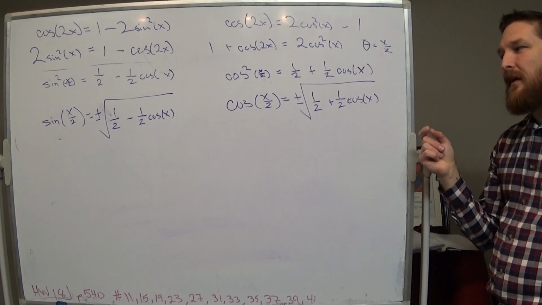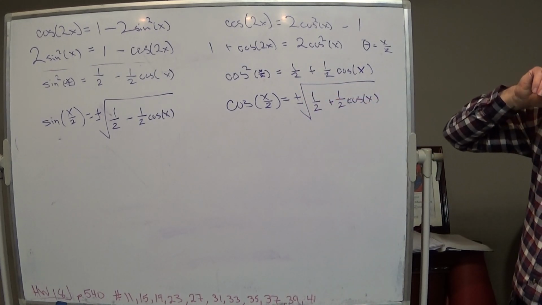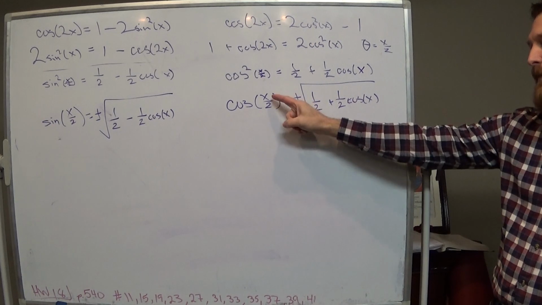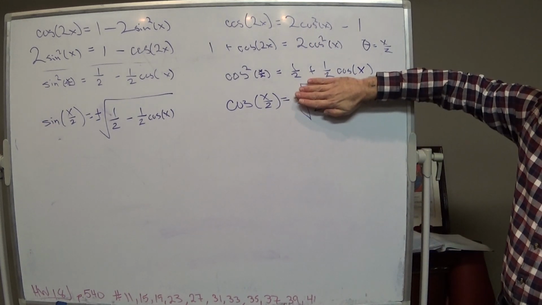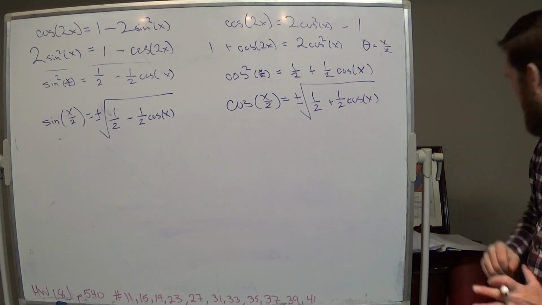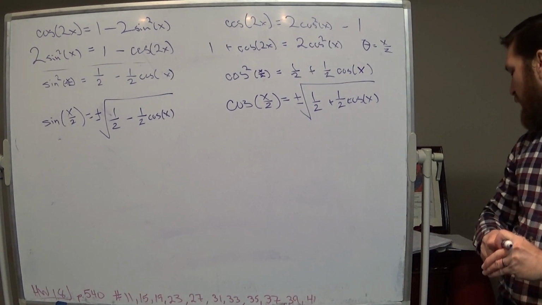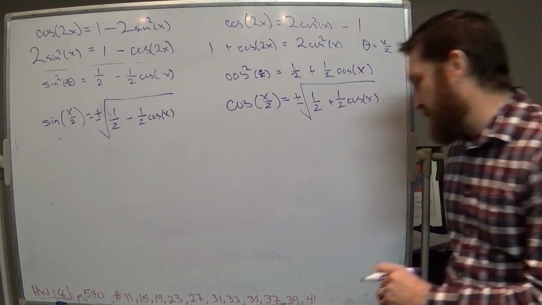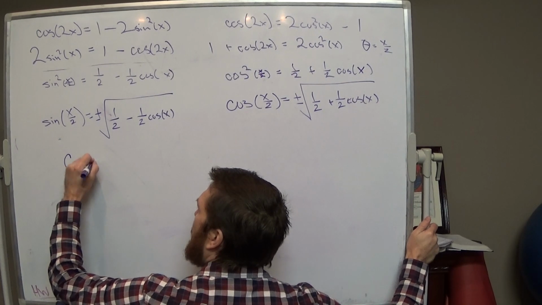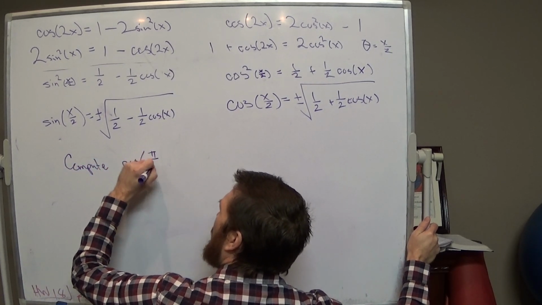Because when I see a plus or minus, it's like, okay, now I have two answers. Well, if you plug something in there, you're not going to get two answers, right? So it'd be much better if we just do an example here. So here's an example. We want to compute cosine of pi over 12.